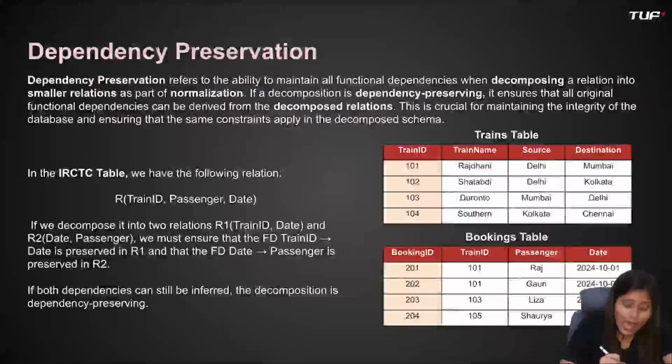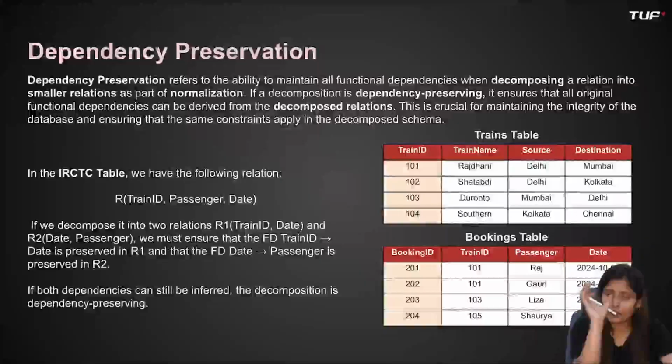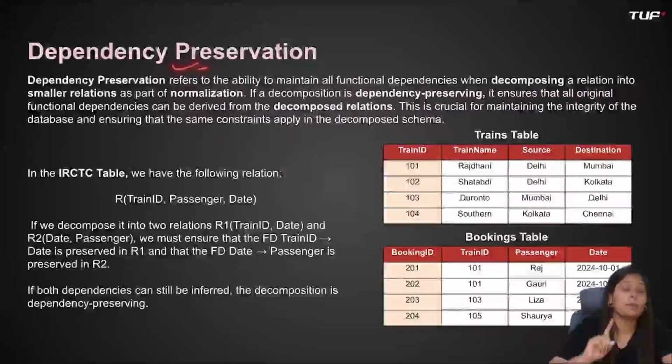It refers to the ability to maintain all functional dependencies when decomposing a relation into smaller relations as part of normalization. So when you are decomposing, basically breaking the relationship into smaller ones, all dependencies should be preserved.